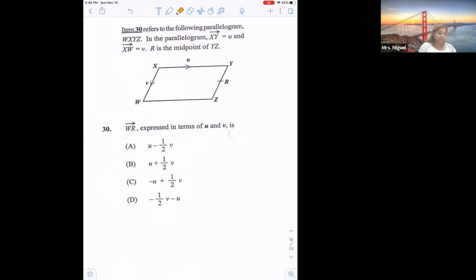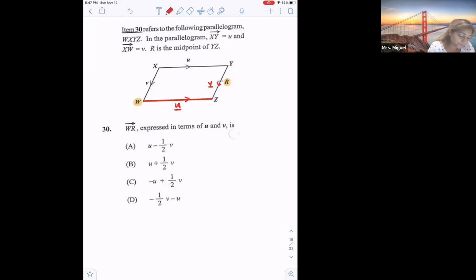WR. So we want to go from point W to R. XY goes in the same direction as XZ. So this is U. And YZ goes in the same direction as XW. So in this direction here, this is V.